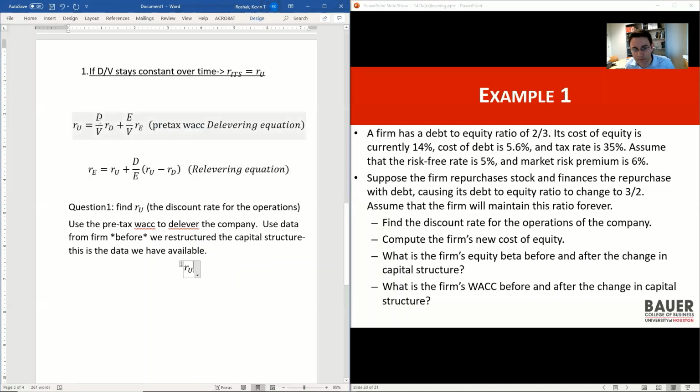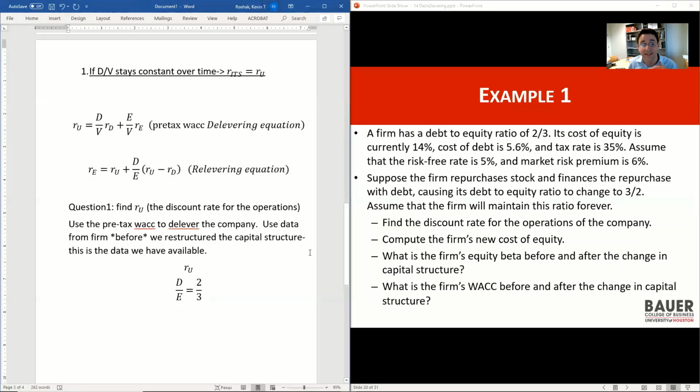So how much debt did the company have? Just walking through this equation now, we're going to delever the company. We need to know the debt to value for the company originally. We see that the company had a debt to equity ratio of 2/3. So what does this mean in words? It means that if you split the company up into pieces, there's going to be 2 pieces of debt and 3 pieces of equity. Right? For every 2 pieces of debt, you have 3 other pieces of equity.